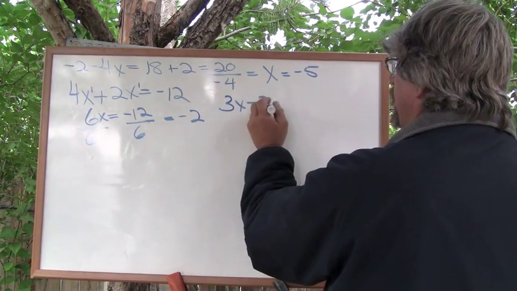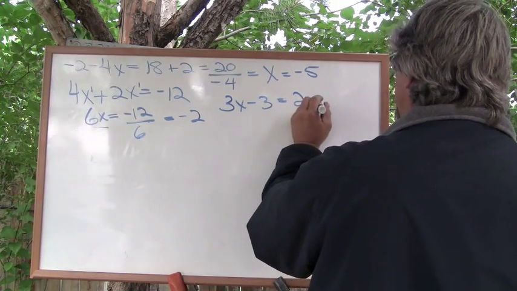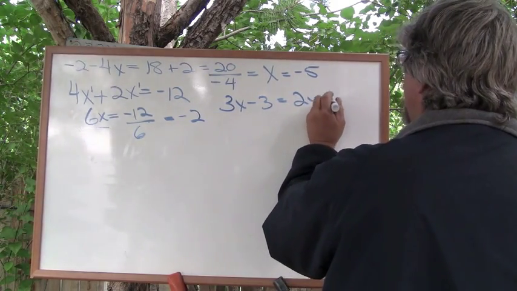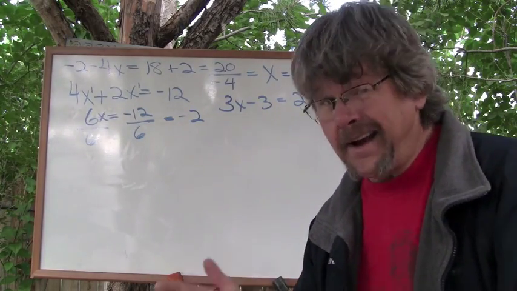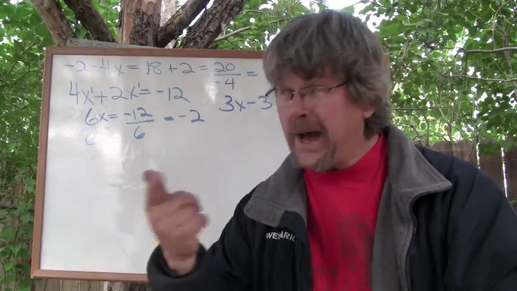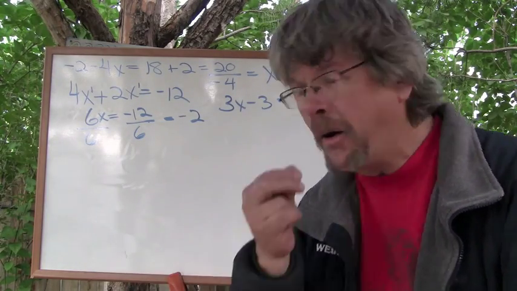Let's say 3x minus 3 equals 2x plus 2. And now you're starting to freak out. You're saying, yeah, see, dude, here it comes. Algebra, you're lying your butt off to us. Algebra's harder than all get out. No, no, no, no, no.